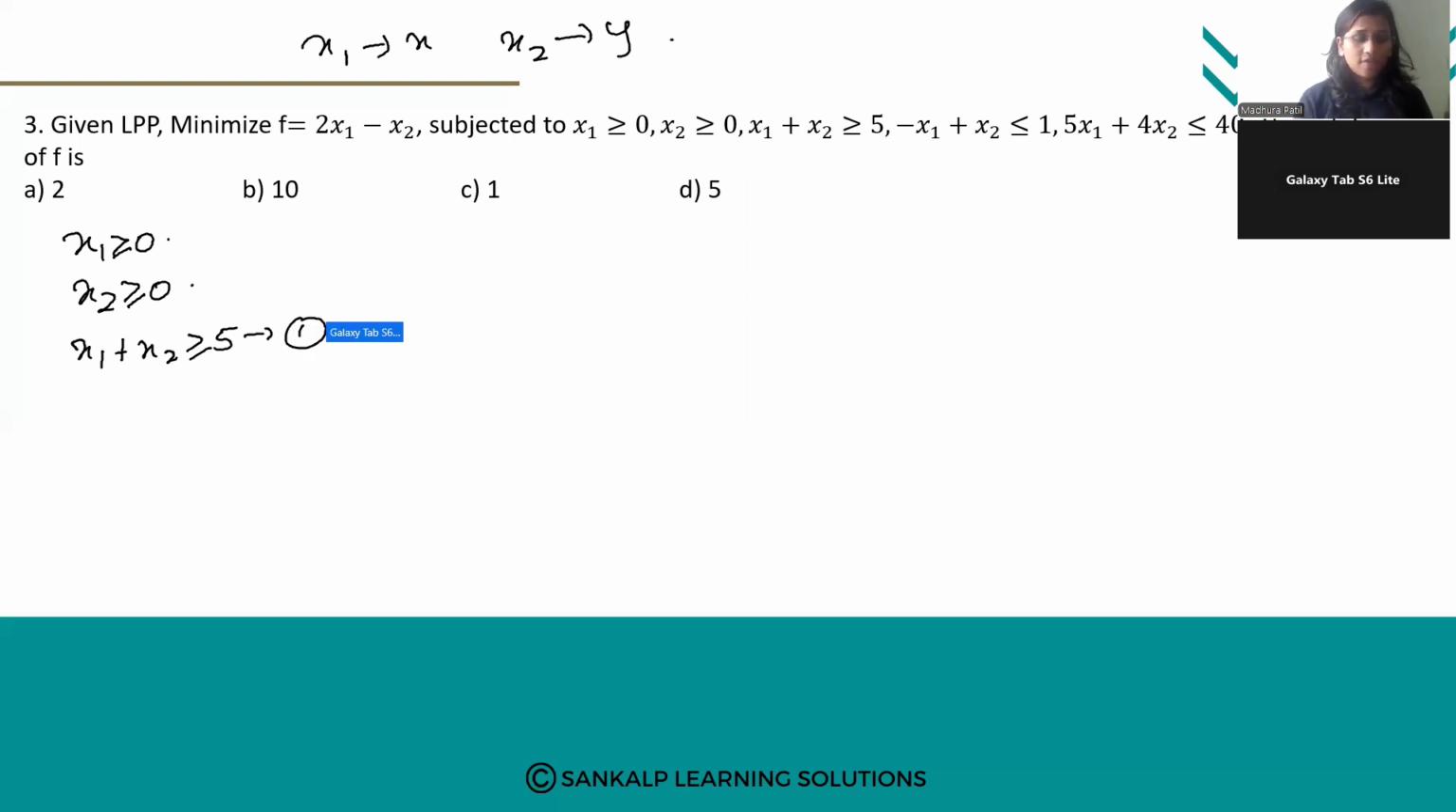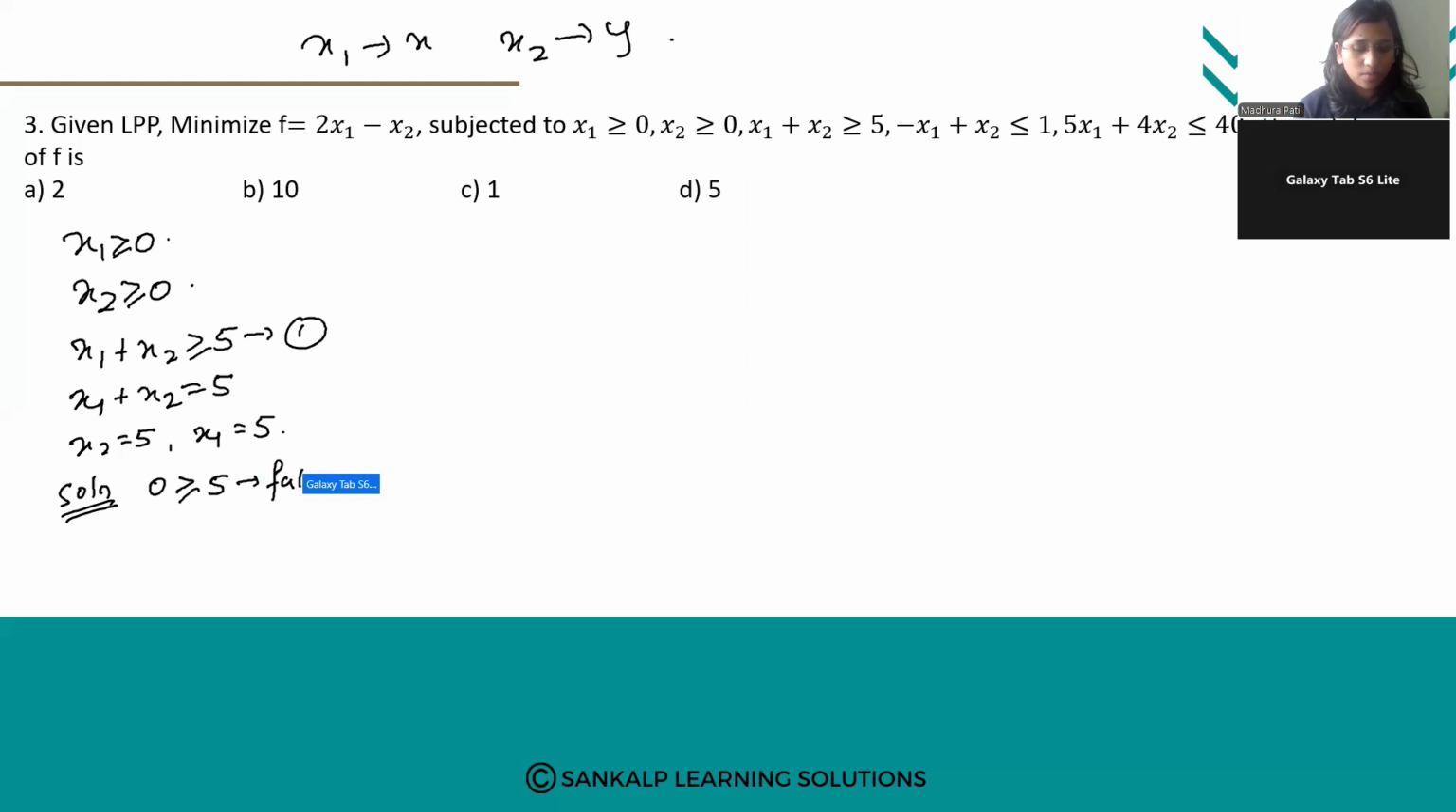We know how to solve it. We just equate it to 5. Once you put x1 as 0, you get x2 as 5. Similarly, once you put x2 as 0, you get x1 as 5. Then we plot the straight line in the Cartesian system. Now for the solution part, we put x1 and x2 both as 0 in the first constraint. This is definitely a false statement. By the rule, if the statement is false, the solution lies away from the origin. So the solution is away from the origin for the first constraint.